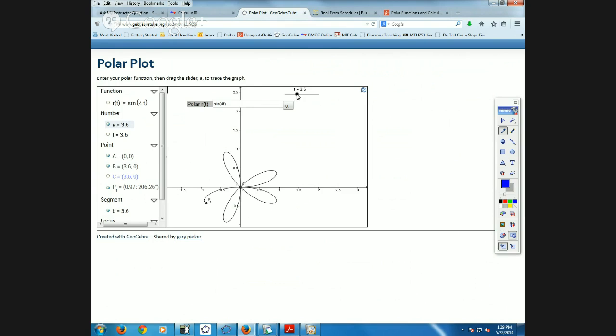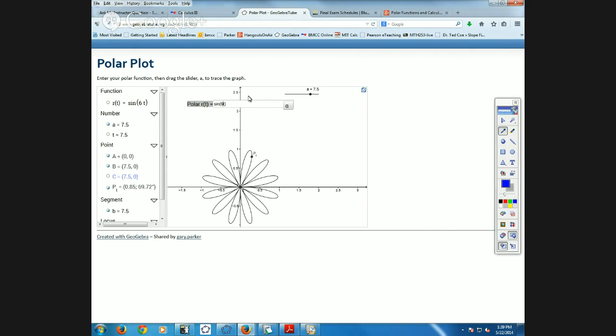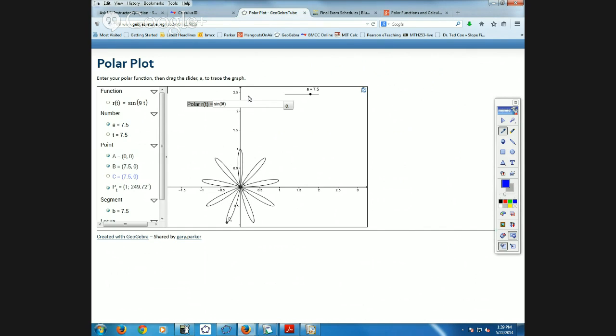Four was pretty cool. Try 6. Six is just a little crazy. 6 is going to give 12 leaves. It's all still pointed at the end. So would 11 give 11? 11 would give exactly 11 leaves, yeah. Or 9 would give 9 leaves. Yeah. I need to zoom in on this.